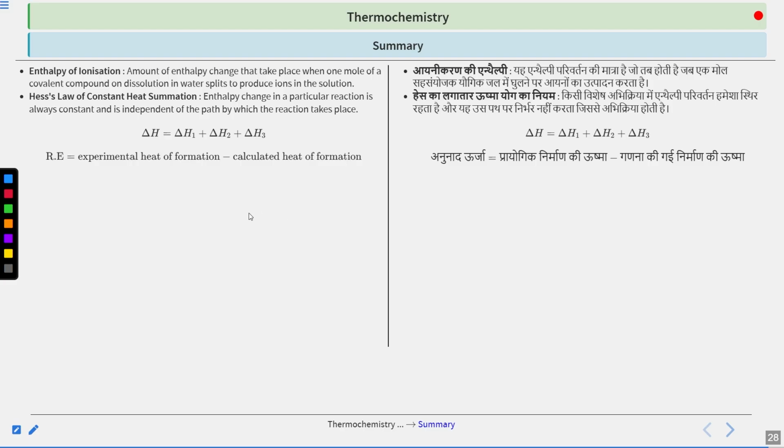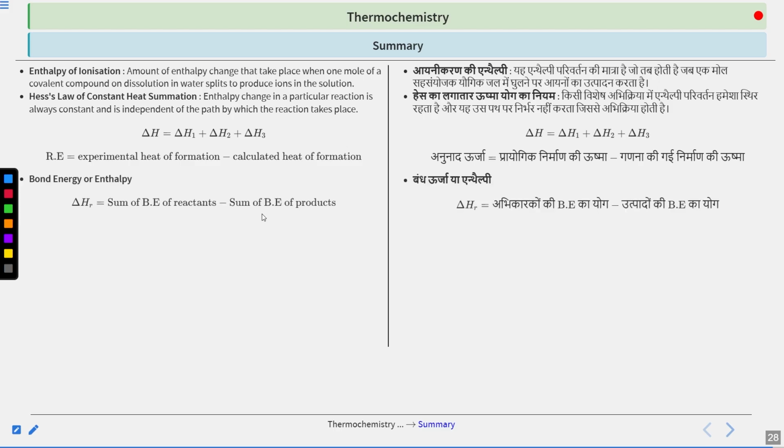Now RE is what? Experimental value of formation minus calculated value of formation. Next we have bond enthalpy.